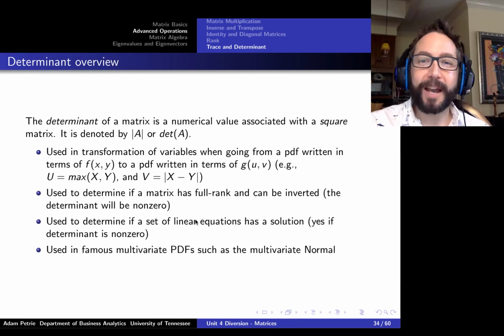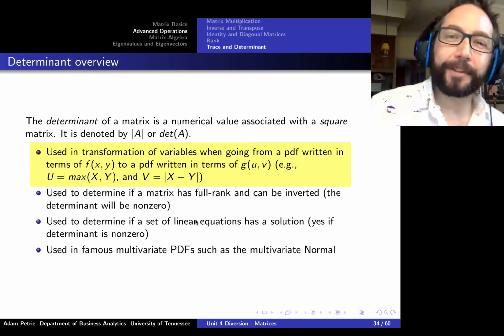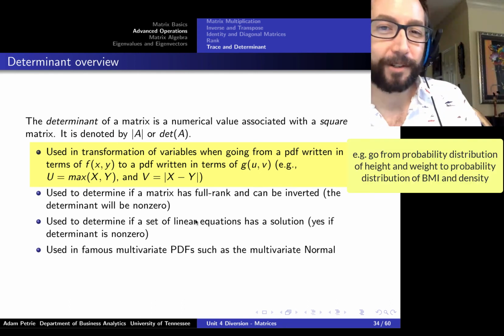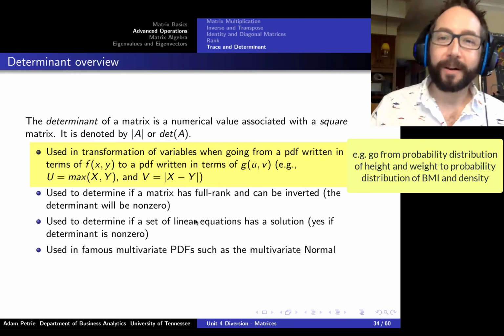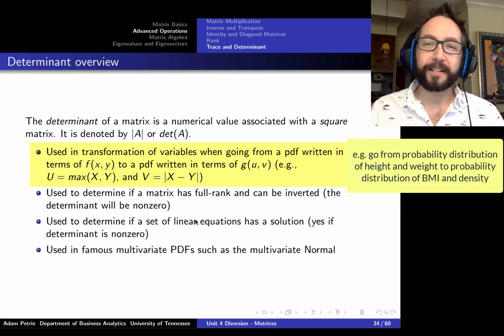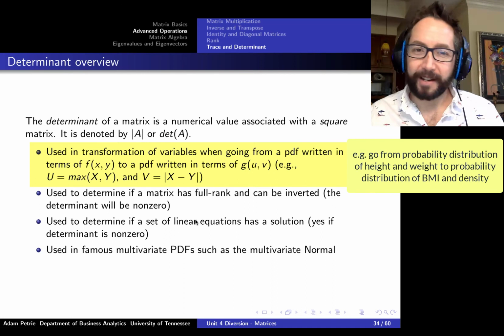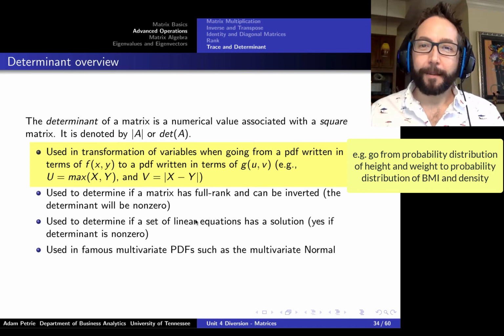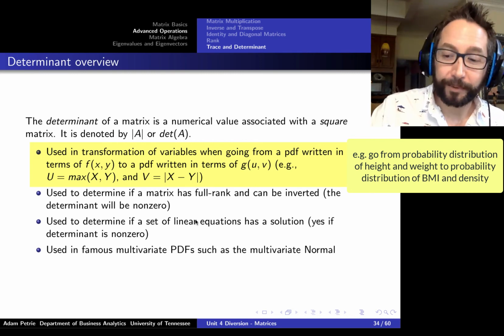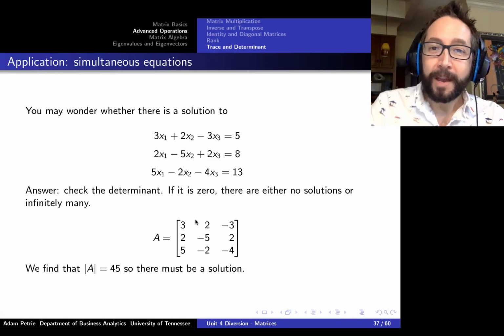It's very useful actually if we have pairs of random variables, pairs of random quantities, and we want to measure something about them, like the sum of the squared values of those 2 random quantities. To go from one scale to another, from one set of quantities to a different set of quantities, we actually need to know the determinant of a matrix that defines those transformations. So that's one place we use it in probability. It's also used in multivariate probability distributions like the multivariate normal that we'll eventually talk about. So here's an application.